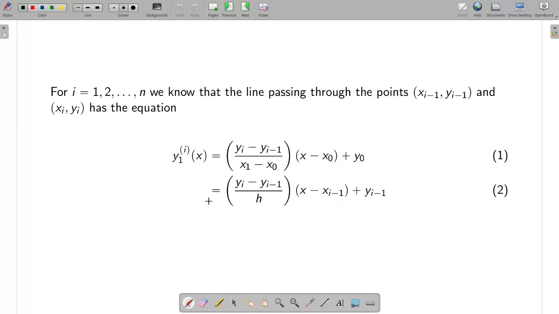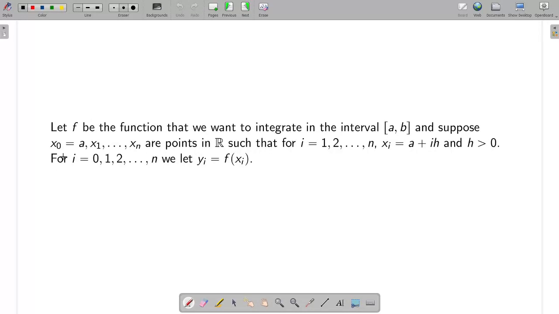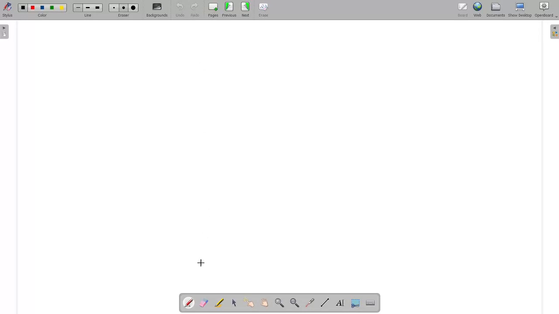Then what would be the linear polynomial or the line that passes through the point x(i-1) comma y(i-1) and xi comma yi? Okay, so let us see what we are geometrically looking at first.